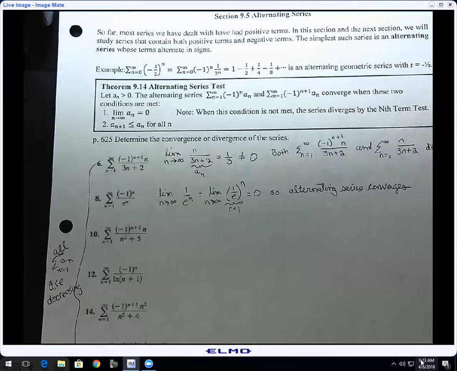If this was the original series that we were given, and we tried to apply the nth term test and found out the limit of the nth term is 0, would that have proven this converged? No, we'd still have to use some other test to see if that converged. We're just saying the alternating series converges. All right.